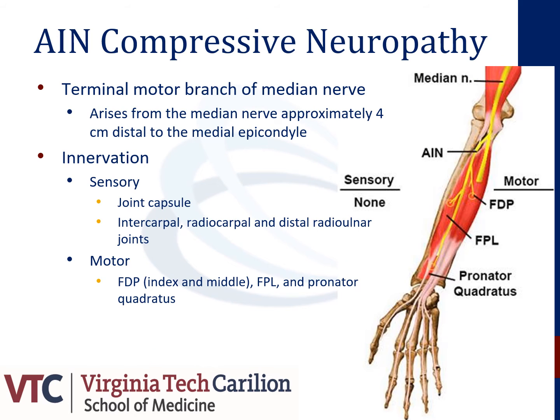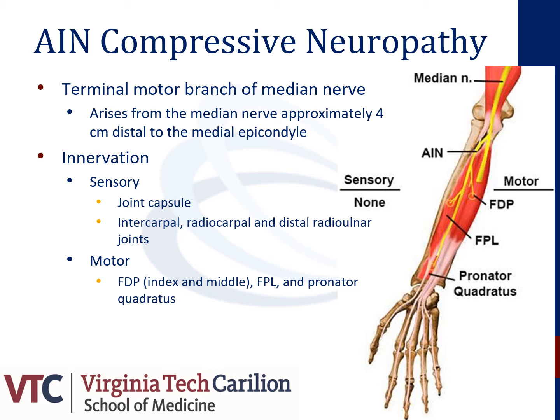Next, we will discuss AIN compressive neuropathy, which is the compression of the terminal motor branch of the median nerve. The AIN motor branch arises from the median nerve approximately 4 centimeters distal to the medial epicondyle. Of note, this is one of the only branches that comes off of the radial aspect of the median nerve. It then travels distally between the FDS and FDP tendons, then between FPL and FDP until it ultimately lies along the anterior surface of the interosseous membrane, traveling with the anterior interosseous artery.